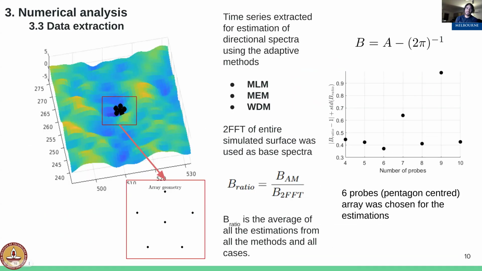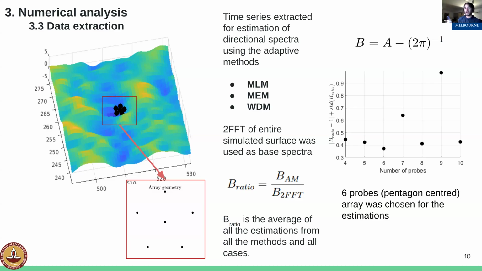So what we did next is we looked into how each method performs in estimating the directional wave spectrum. We extracted time series of surface elevation in different parts of the simulated surface, and we conducted first performance tests for choosing the right amount of points to use. These points that we used were distributed equally, spaced in a circumference with the same radius.